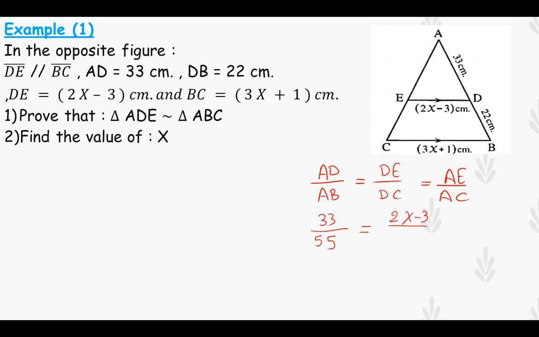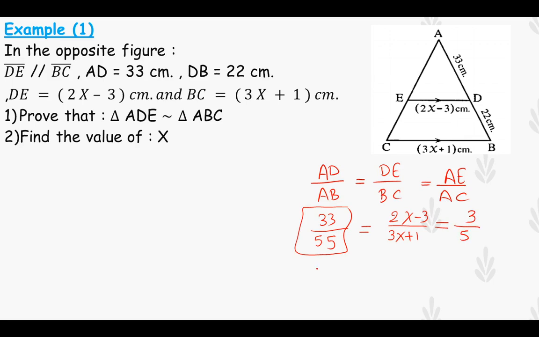We don't have AC here. Let's write it again, DE over BC. So this is BC, okay? BC equals 3x plus 1. Okay, here he wants to find the value of x, and this is the scale factor of similarity, which is equal to 33 over 55. Put it in the simplest form. Divided by 11 will be equal to 3. Divided by 11 will be equal to 5.